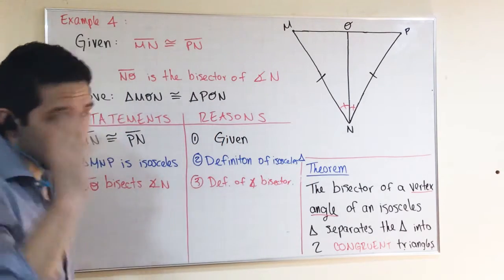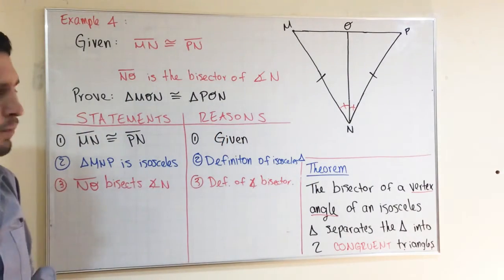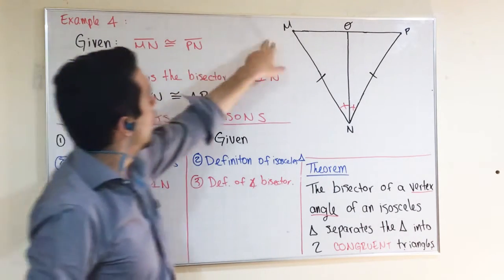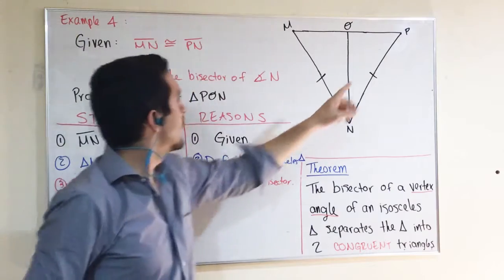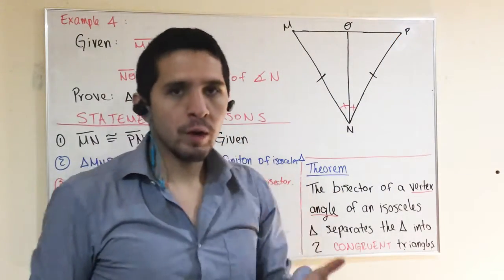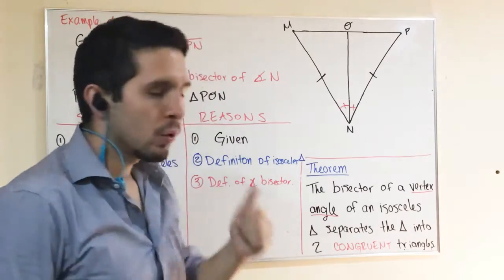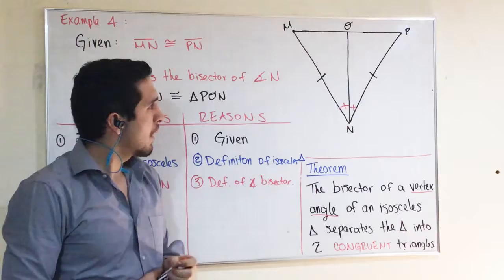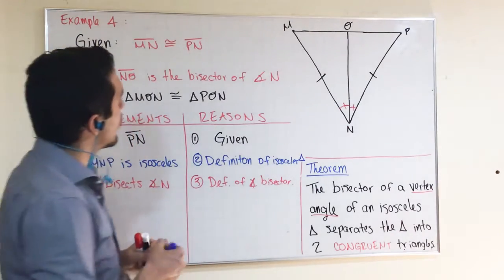Okay, now let's think of what they are asking me to prove. They ask me to prove that the triangle MON is congruent with triangle PON. So remember that to prove the two triangles are congruent, I need to do it through the congruence postulate of triangles. And those postulates, let's recall them, who they were.